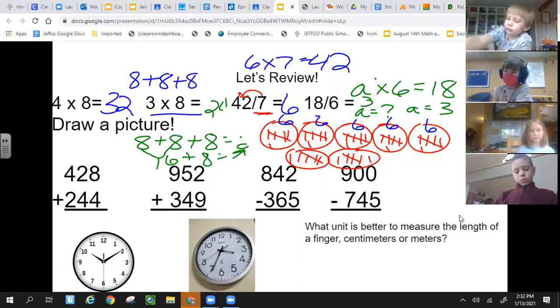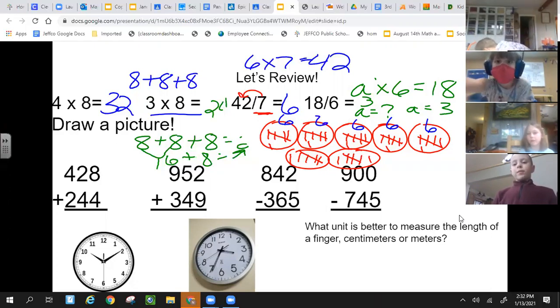Finn, how else can you do that besides using inverse operation? How can you find 18 divided by 6? You're muted, bud. You can count up 6 until you get 18. Will you do that for us? Show us how you do that.